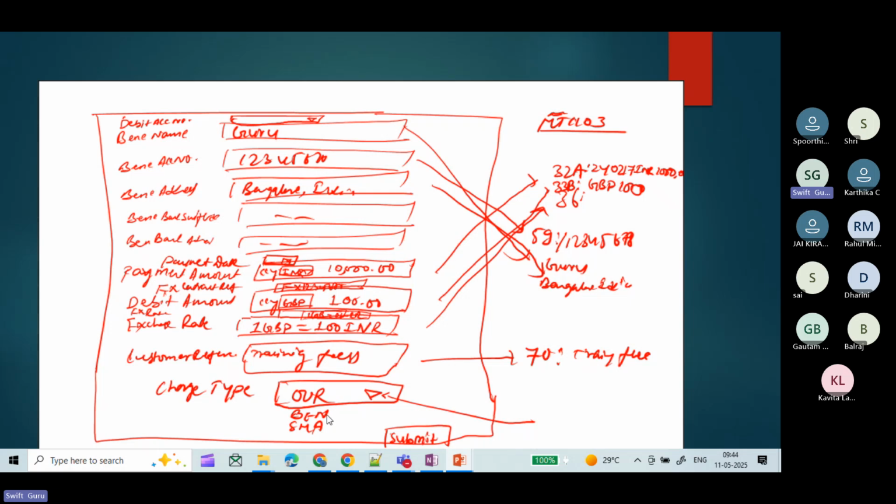For customer reference and charge type, you'll also be able to select who is going to bear the charges, whether the customer who initiated the transaction, the beneficiary customer, or the charges to be split. So these are the kind of details which you will populate when you are initiating a cross-border payment transaction. Okay.